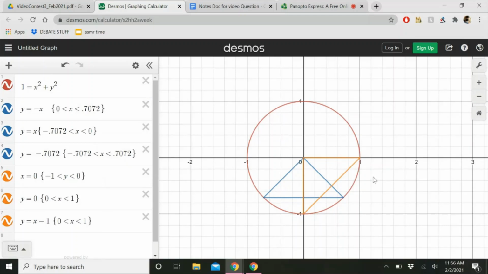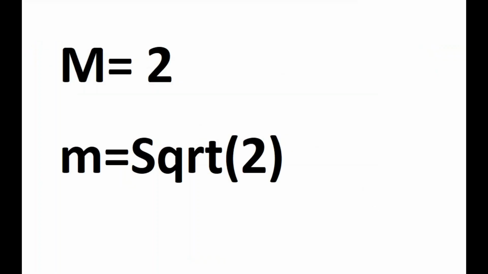Okay, so we basically already have our answers here, because this is the shortest length from the origin to the circle, and this is the longest length from the origin to the circle. So that means that it's all going to be a range. The range is going to be from the square root of 2 to 2, and that gets us to our final answer, which is that minuscule m would be equal to the square root of 2, and capital M would be equal to positive 2.